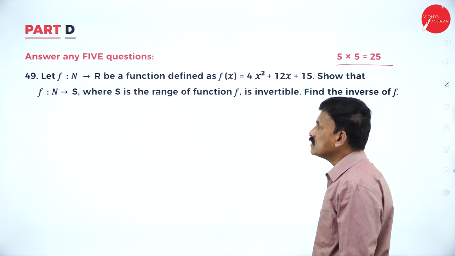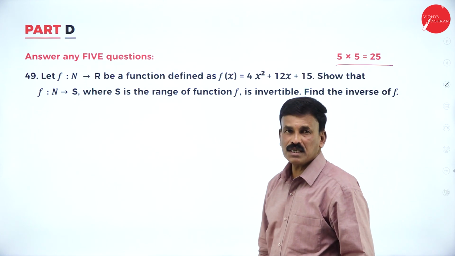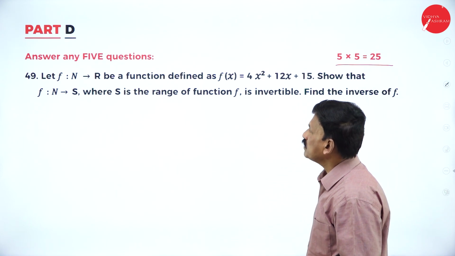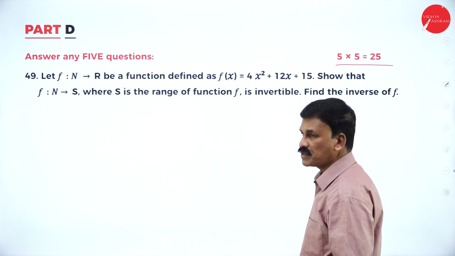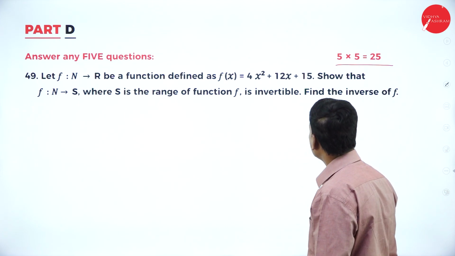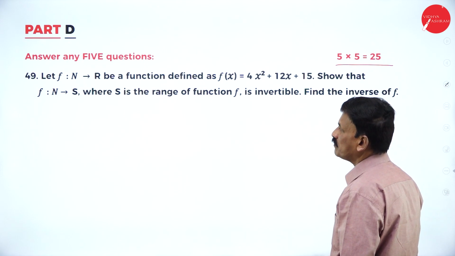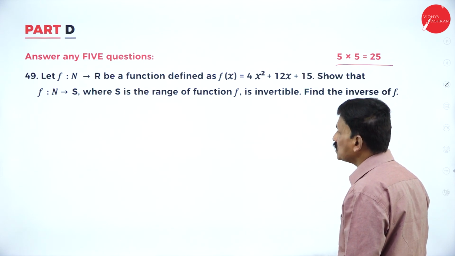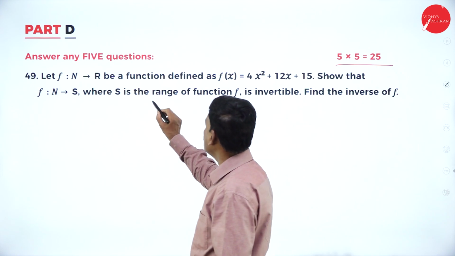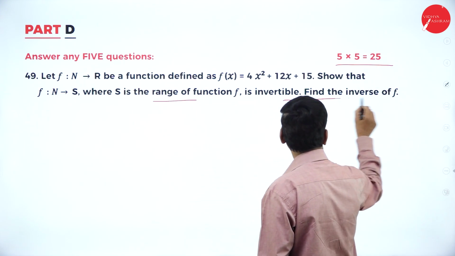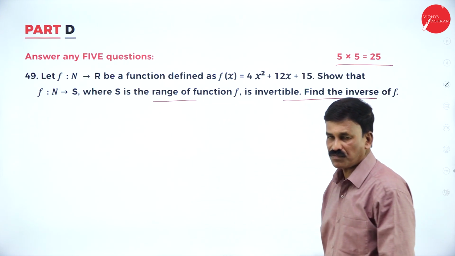Now, the first question number 49 is from relations and functions. Let f from N to R be a function defined by f of x is equal to 4x square plus 12x plus 15. Show that f from N to S, where S is the range of the function, is invertible. Find the inverse of f.